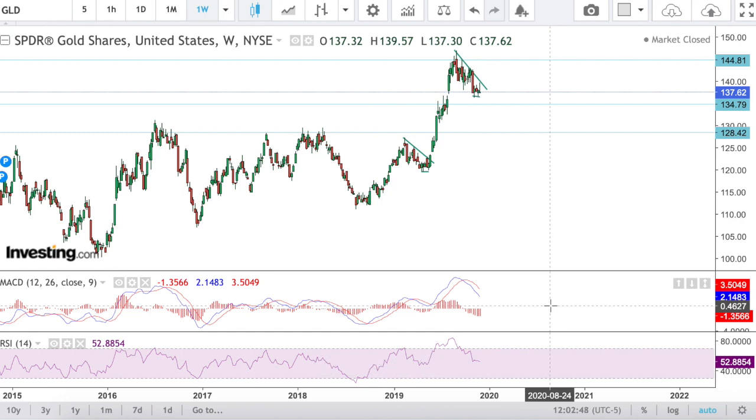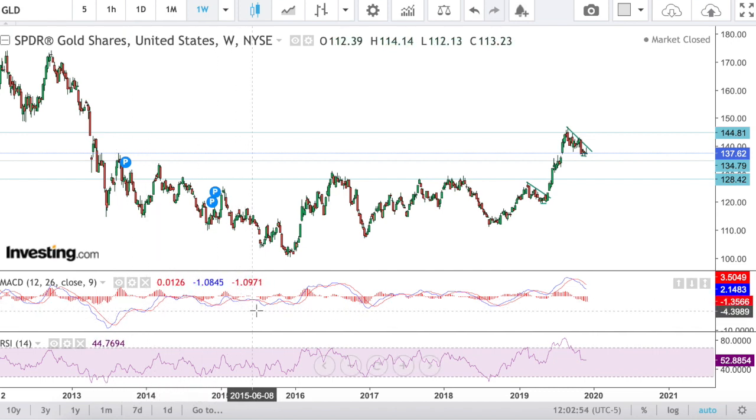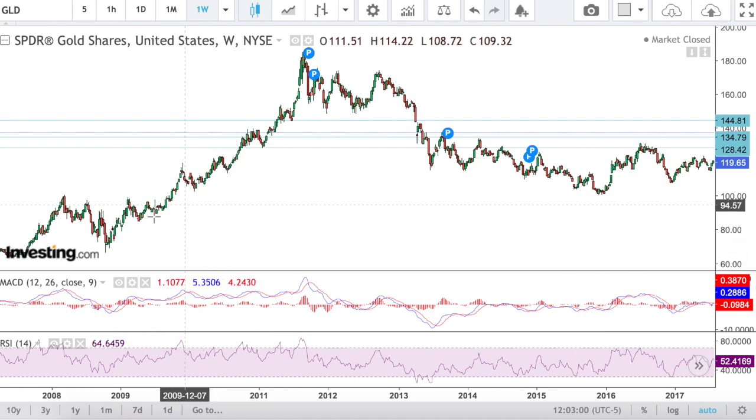So again, you can go back here. It was below the zero line, but it did wave up and down. We did have bearish and bullish crossovers on the MACD, and same thing in this bull market. We were going up and down, making bearish and bullish crossovers on the MACD.